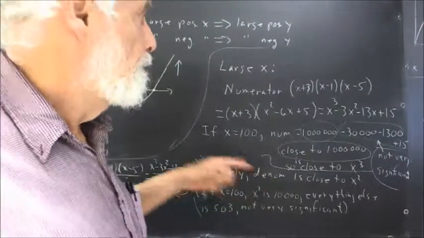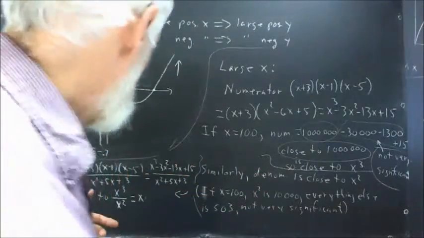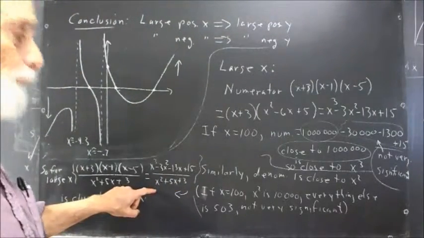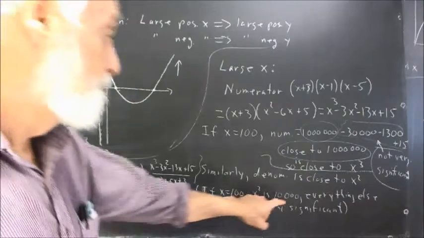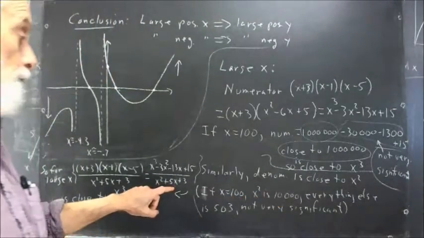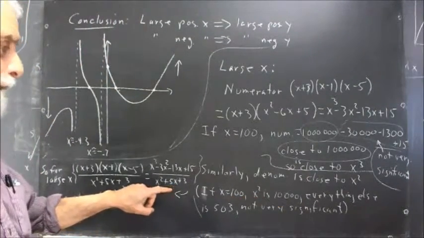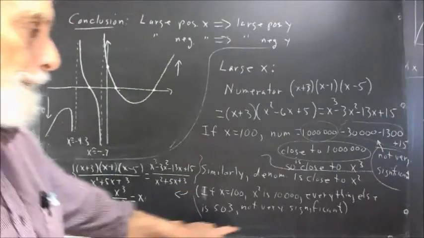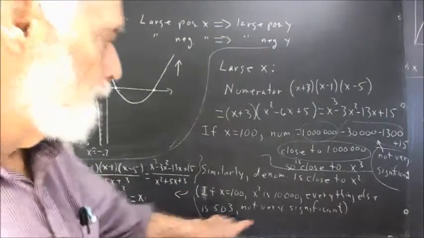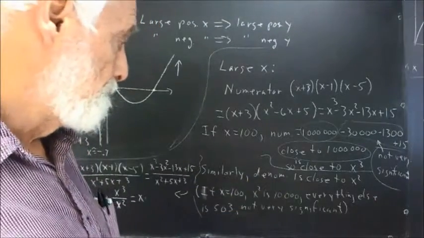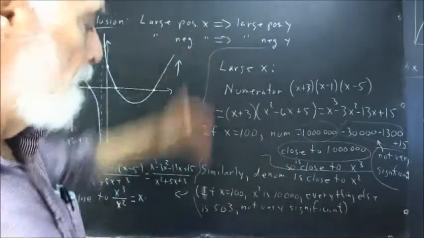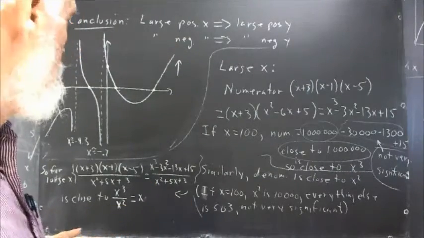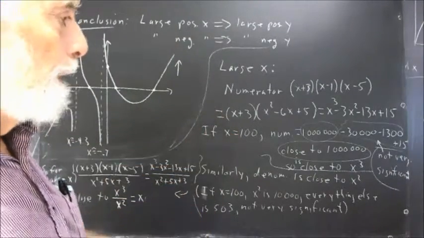Similarly, you can do the denominator. Okay, the denominator is x squared plus 5x plus 3. Square 100, you get 10,000. Multiply 5 times 100, you get 500. And that's not very significant compared to the 10,000 that you get. And if you do large negative x, you're going to get similar results, although your results will be negative.